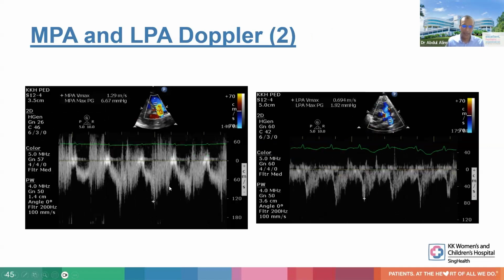This is another example of main pulmonary artery Doppler and left pulmonary artery Doppler in a baby with a PDA. In the main pulmonary artery, there's a lot of chaotic flow and a lot of diastolic flow. And in the left pulmonary artery, again a lot of diastolic flow, 0.3 to 0.4 meters per second.